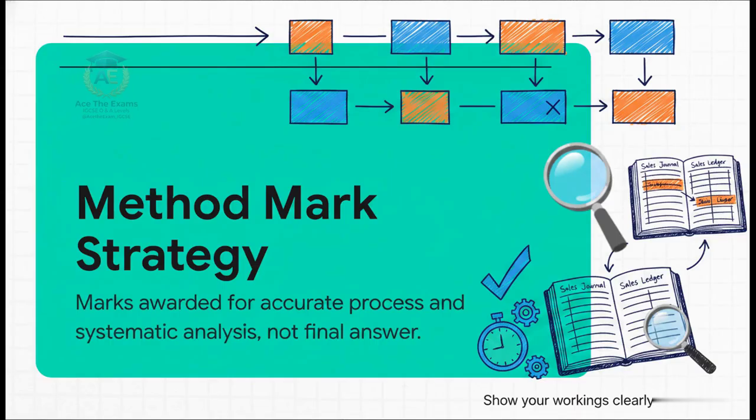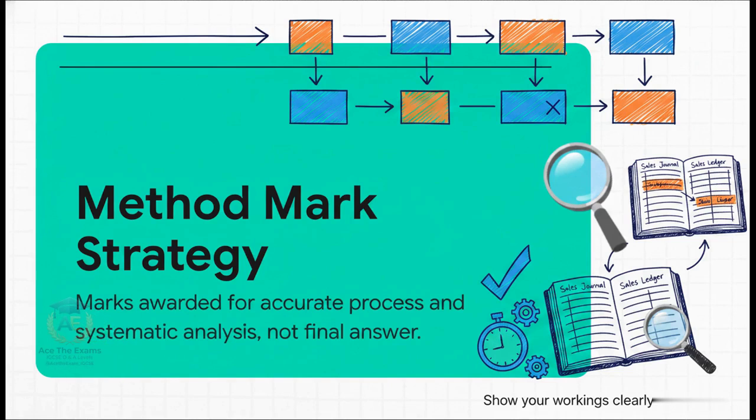The biggest cognitive shift you need to make right now as an accounting student is prioritizing the process over the product. Yes, obviously, getting the final correct numerical balance in your cash book is great. We all want that. But Cambridge examiners award the vast majority of points for your accurate process and your systematic analysis. Think about it this way.